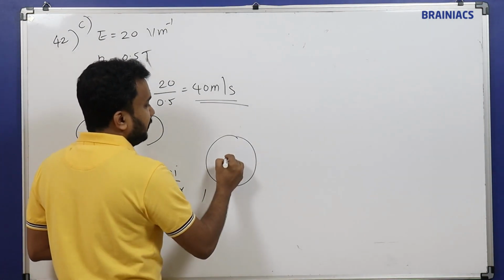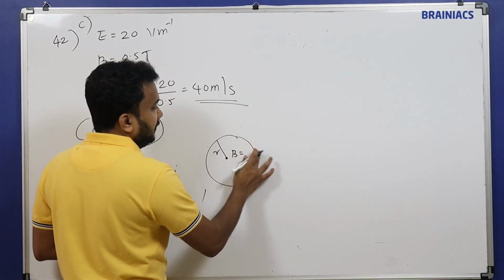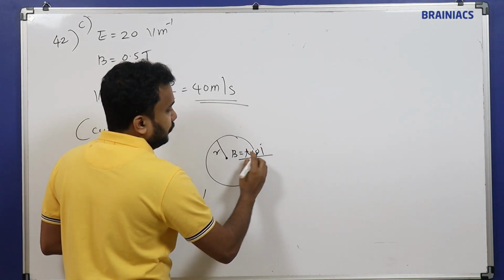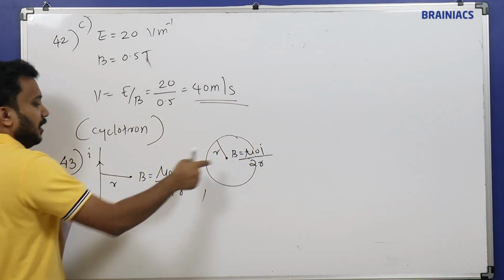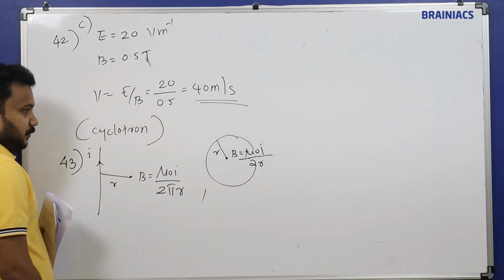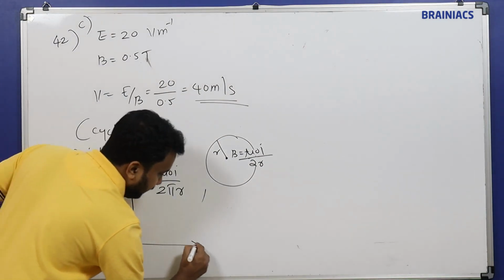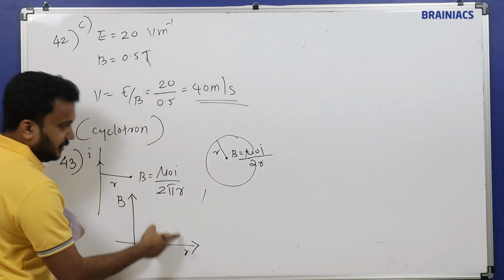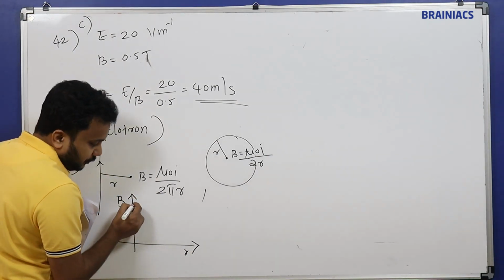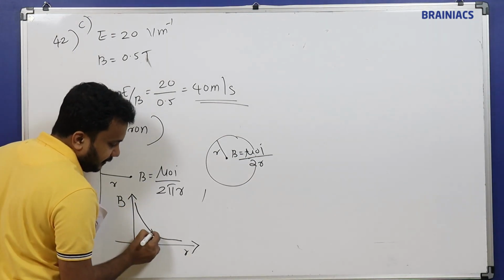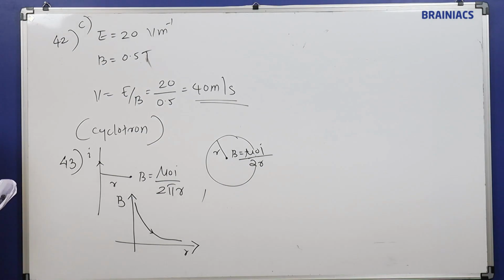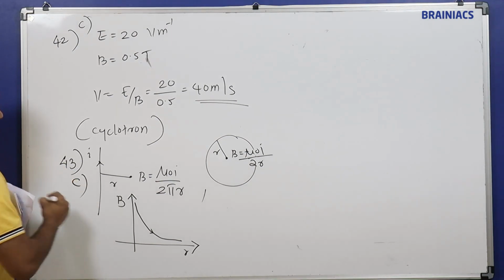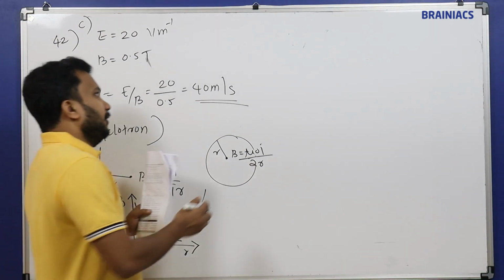For a circle, the magnetic field at the center with a radius R is B equal to mu 0 I divided by 2R. For a circle it is 2R; here it is 2 pi R. R is the distance. So if you are plotting the graph for the magnetic field induction with the distance R, it is decreasing, but it's not a straight line because of the mu 0 effect and the 2 pi effect. Because of this, it's a slightly slanting, parabolic graph. It's not a straight line graph. So 43, the answer is option C.